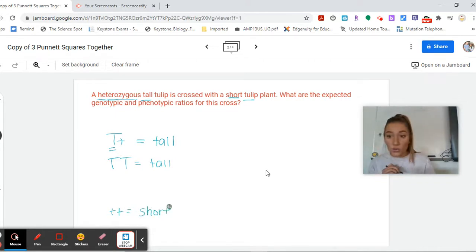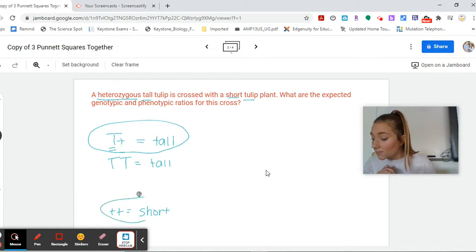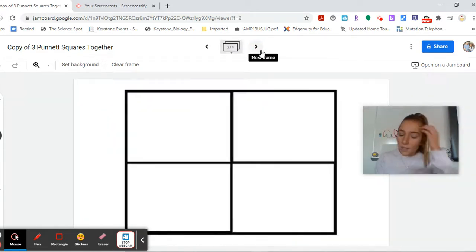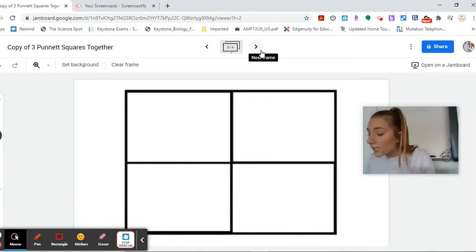So let's cross these two tulips. We are going to take a heterozygous tall, which would be this guy, and a short tulip, which would be this guy. And we're going to figure out what their kids look like. So let's look at my Punnett square boxes here. All right, and I apologize if there's not a lot of room, but girls got to try to make a million jam boards, and I do what I can.